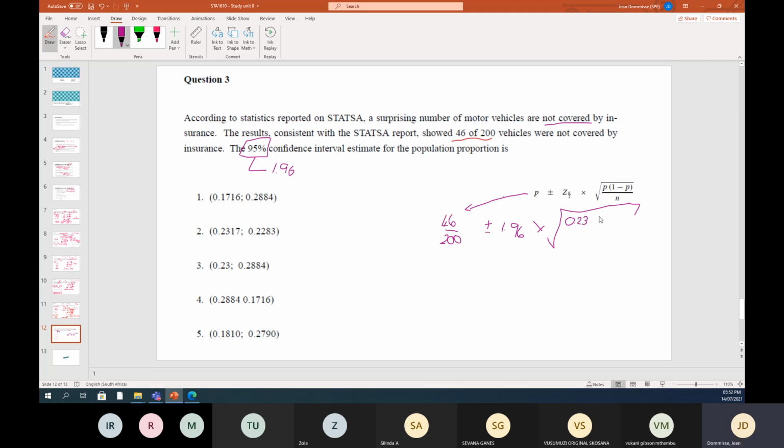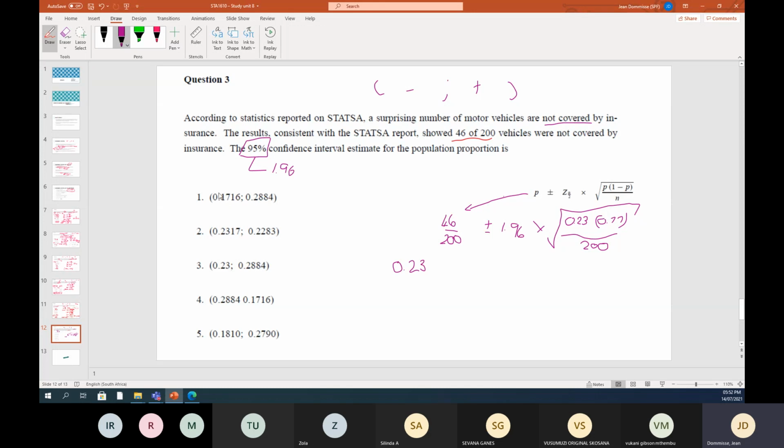If that is 0,23, 1 minus 0,23 is 0,77. And we will divide that by n, which was the 200. So basically the P is equal to 0,23. When we look at the confidence interval, the upper confidence limit needs to be bigger than 0,23, and the lower one smaller.